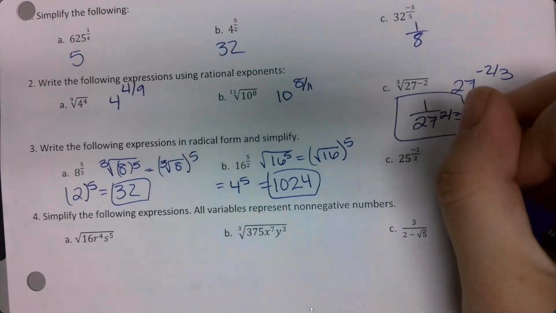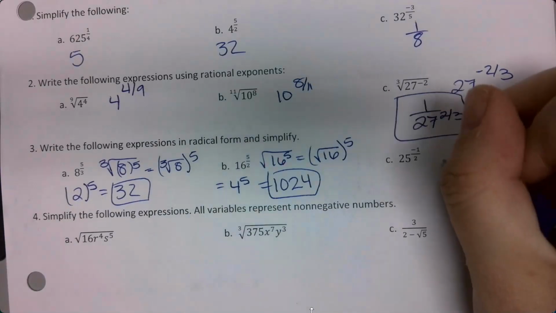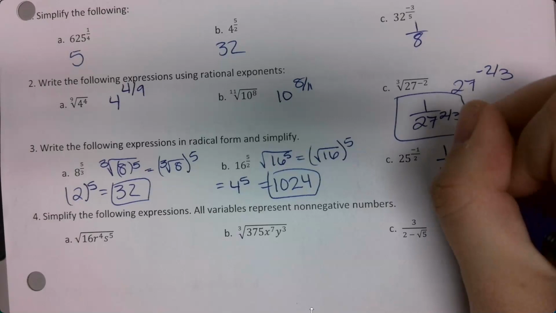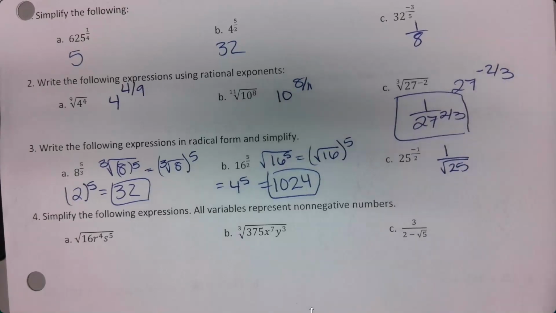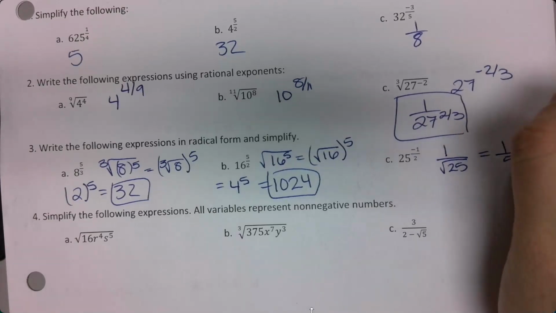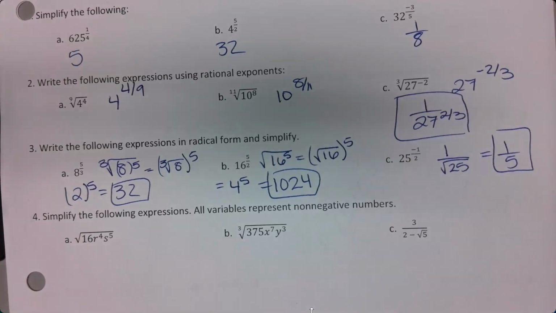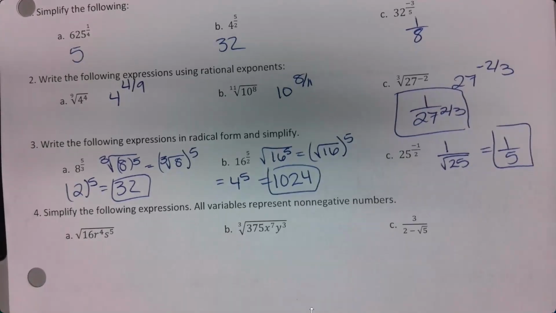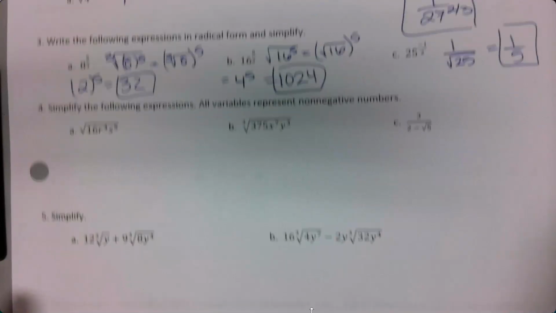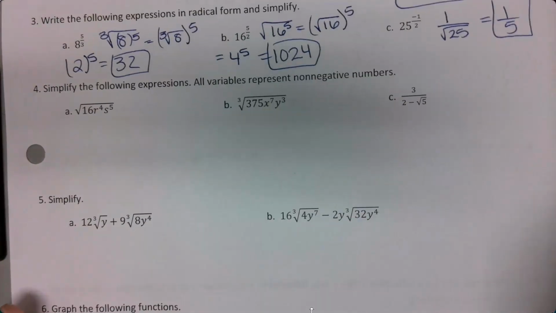On the next one, I have a negative exponent, so that is going to be 1 over the square root of 25. Square root of 25 is 5. So this one is 1/5. Okay, the next one wants me to simplify the following expressions. All variables represent non-negative numbers.